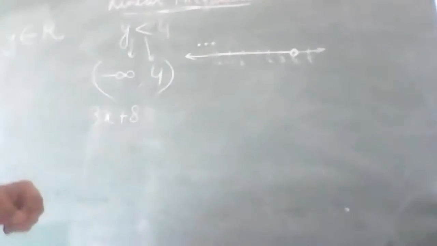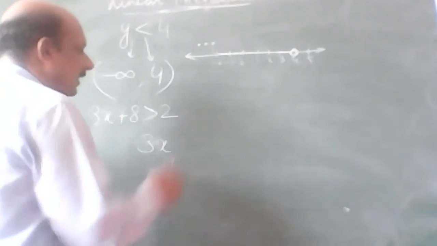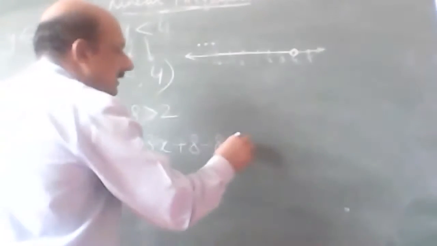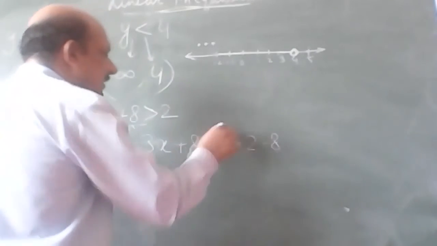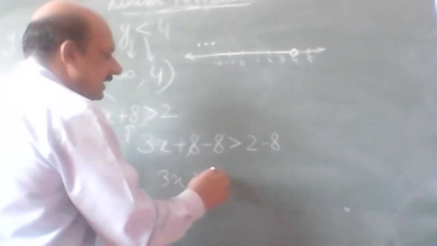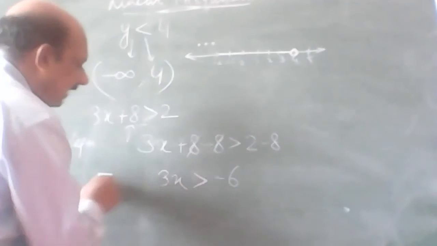Let us discuss one example. If 3x plus 8 is greater than 2, and x is an integer. First of all, what would you do? 3x plus 8. To remove this 8, what do you do? Minus 8 on both sides. This becomes 0. 3x is greater than minus 6. Divide this by 3.